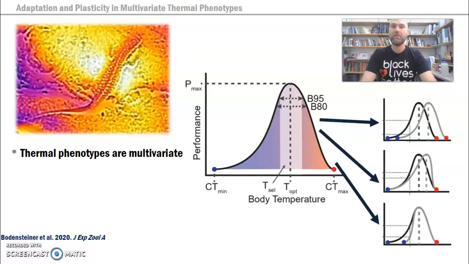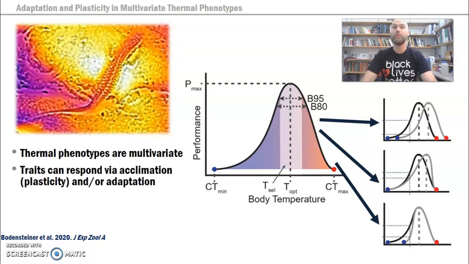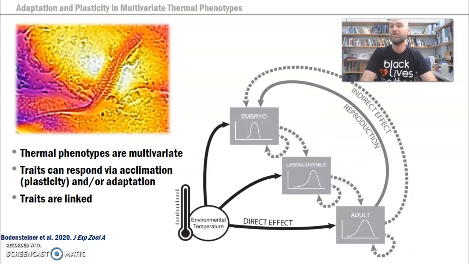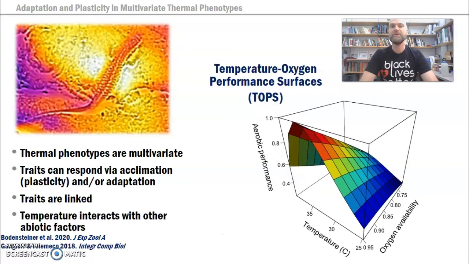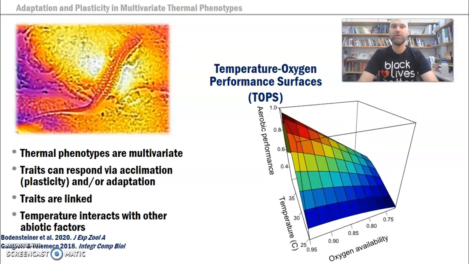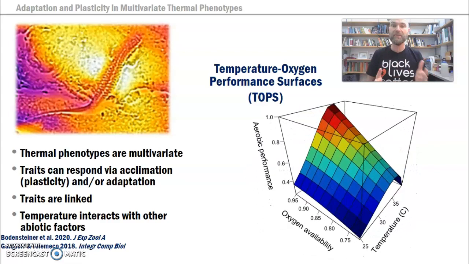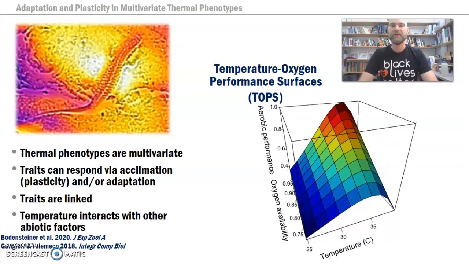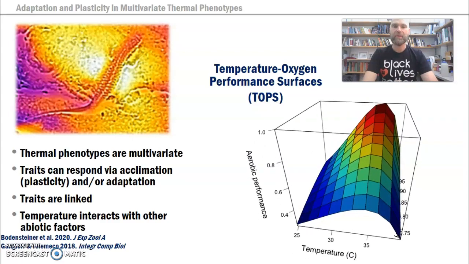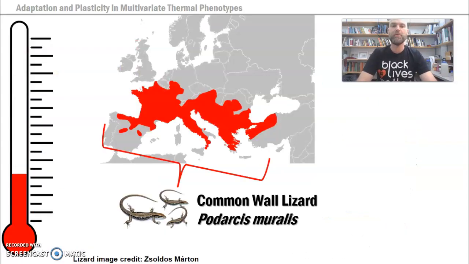Now, these curves can change in a number of ways. They can shift to the left or the right, or the shape of the curve can change without the endpoints necessarily moving. These changes can occur through processes of plasticity, such as acclimation, as well as through adaptation. However, these traits are not independent. They are linked through shared developmental pathways or through the effects of pleiotropy. Finally, we know that temperature interacts with other abiotic factors to influence organismal performance. So for example, here is a temperature-oxygen performance surface that describes the interactive effects of oxygen availability and temperature on organismal performance.